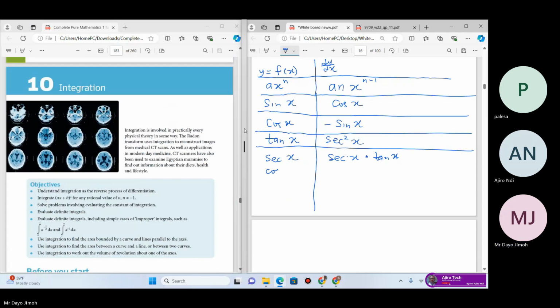cosec, do you know what sec is, first of all? Sec x is the reciprocal of cos x. Do you remember? Yes, sir. And then cosec x is the reciprocal of what? Sin x. Same. And then the reciprocal of tan x is what?